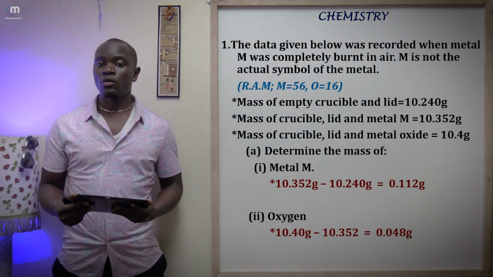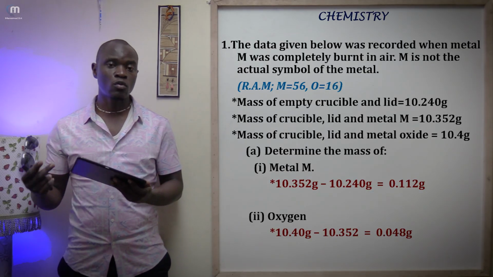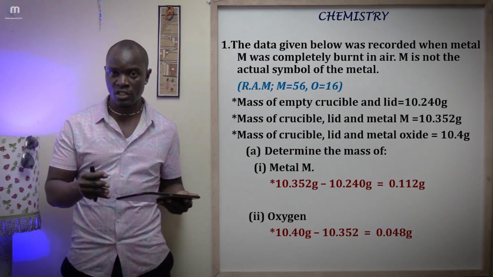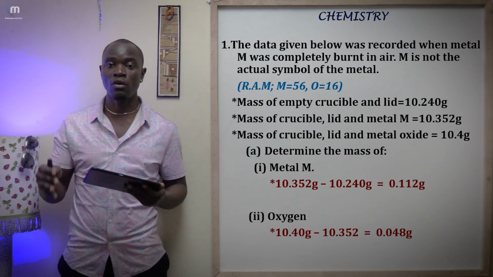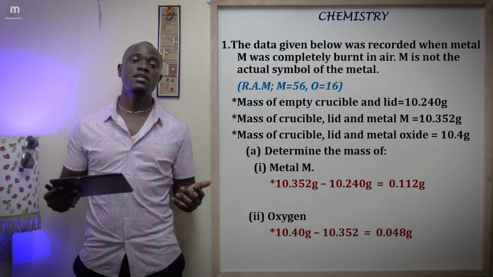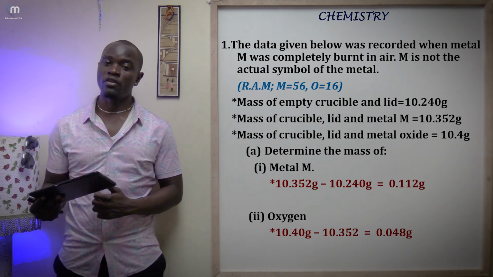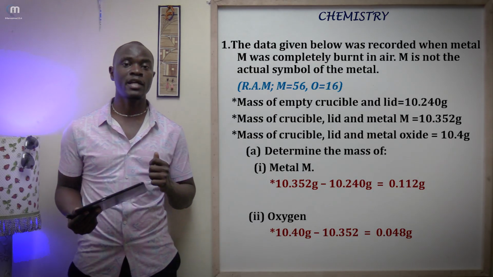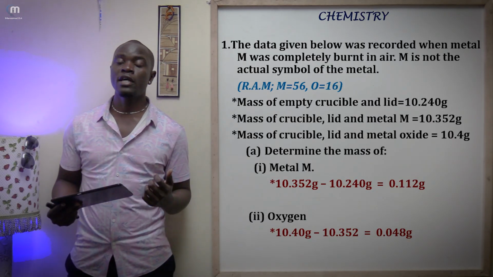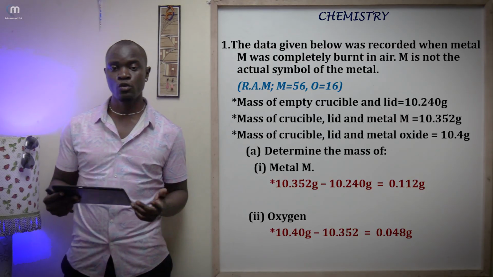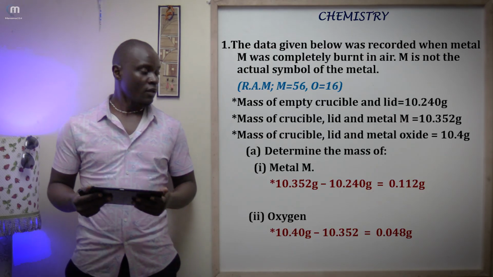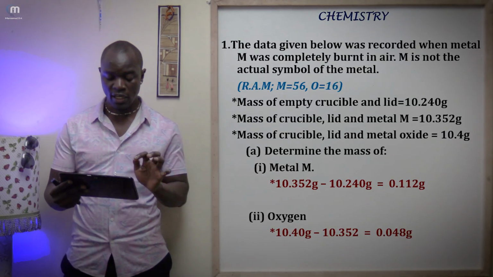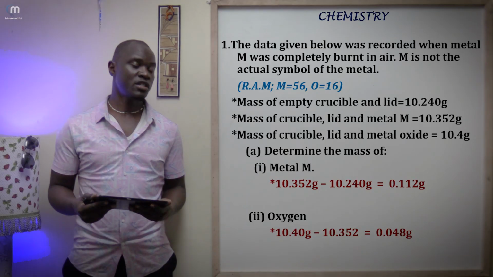Then we subtract the mass of the crucible, lid, and the metal, so that we seclude oxygen from the metal oxide and only get the mass of oxygen. So we say 10.40 minus 10.352, and you get the mass of oxygen. As you can see, the mass of oxygen is 0.048 grams.